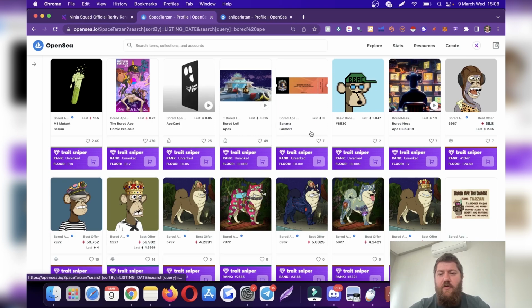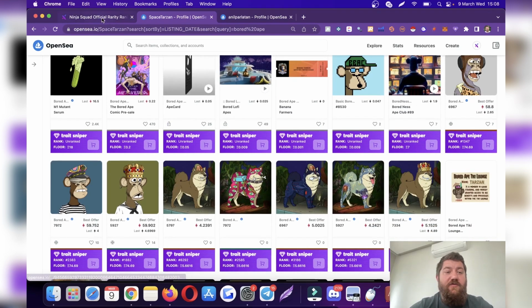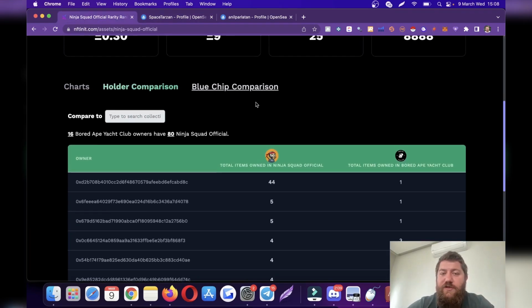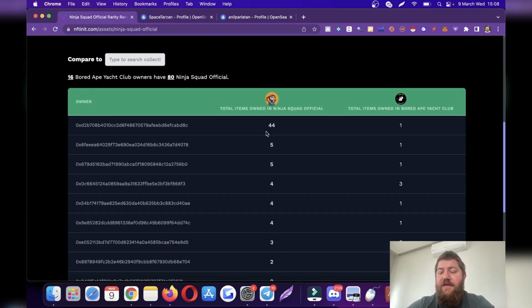These are the 3 Bored Apes he has. He also has many kennel clubs, etc. As I mentioned in the blue chip comparison part, if these big names have many Ninjas, it's going to bring more attention to the NFT project that we are watching.